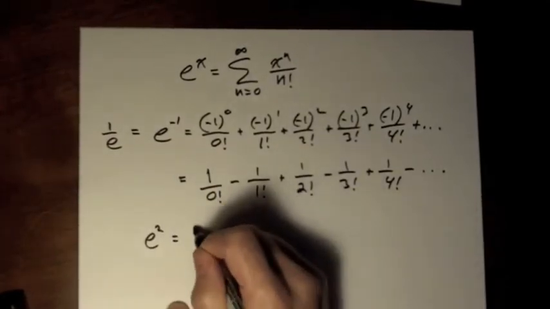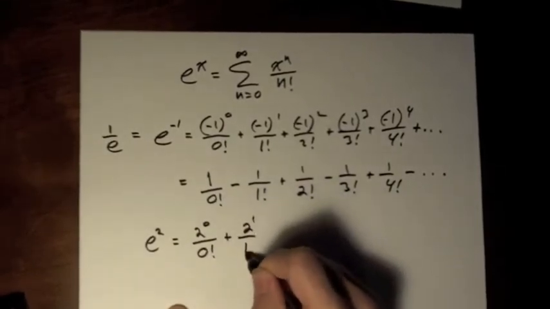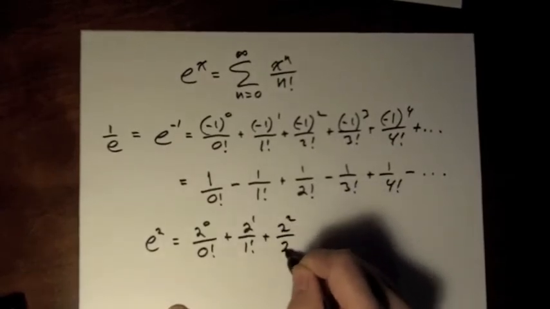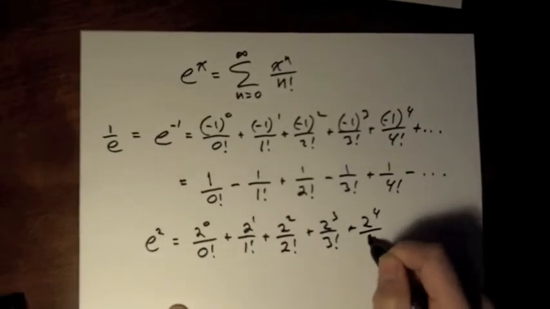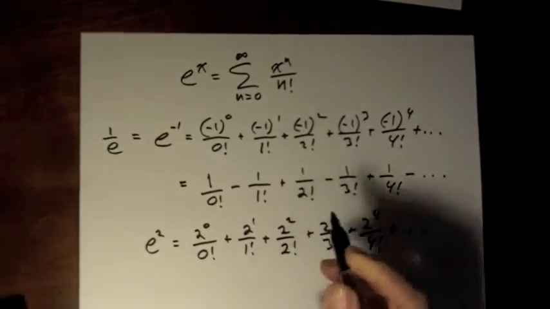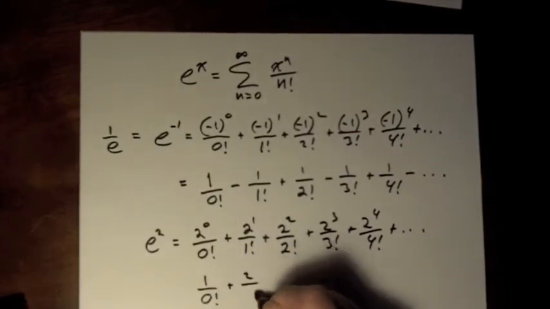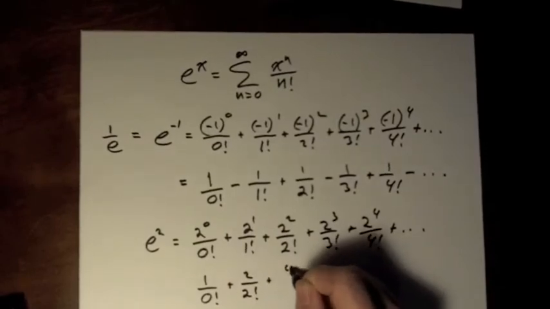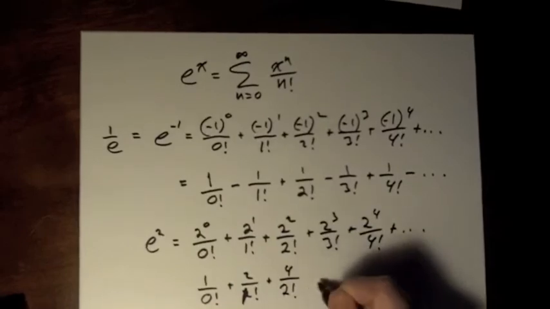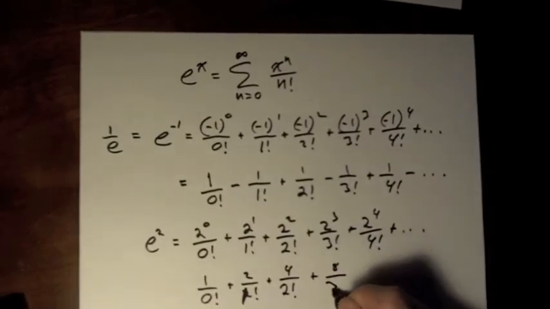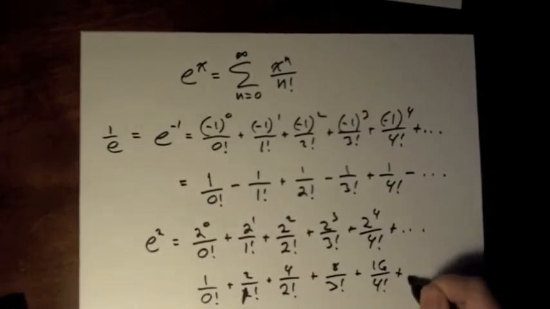What about e squared? That would be equal to 2 to the 0 over 0 factorial, plus 2 to the 1 over 1 factorial, plus 2 squared over 2 factorial, plus 2 cubed over 3 factorial, plus 2 to the 4th over 4 factorial, which would be, again, 1 over 0 factorial, plus 2 over 1 factorial, plus 4 over 2 factorial, plus 8 over 3 factorial, plus 16 over 4 factorial, etc.